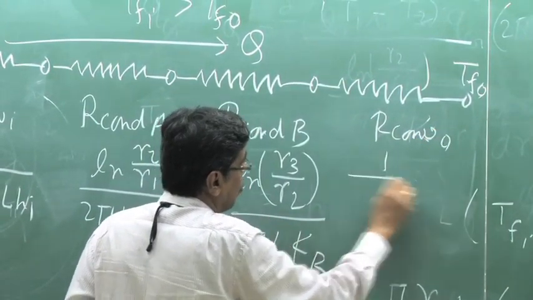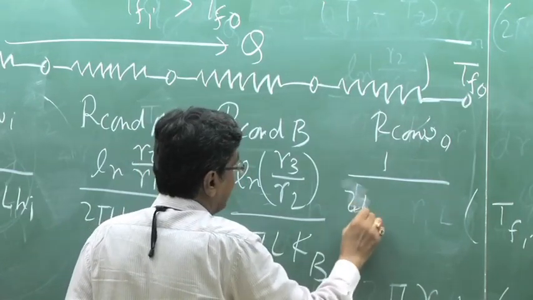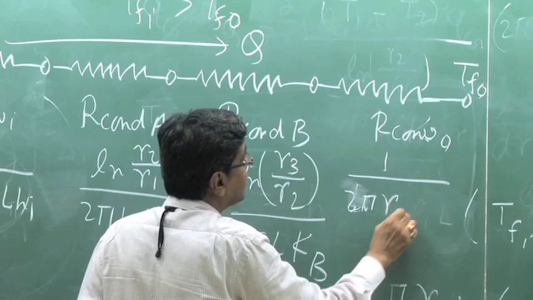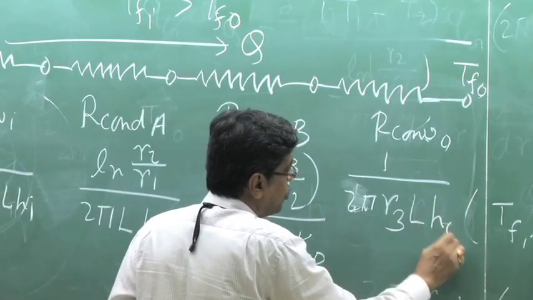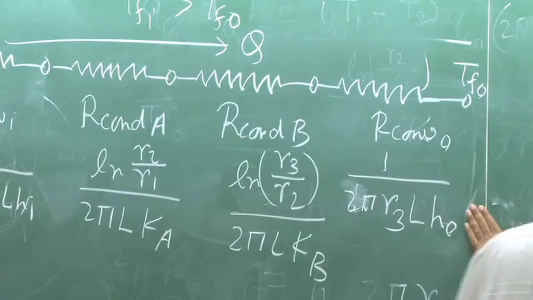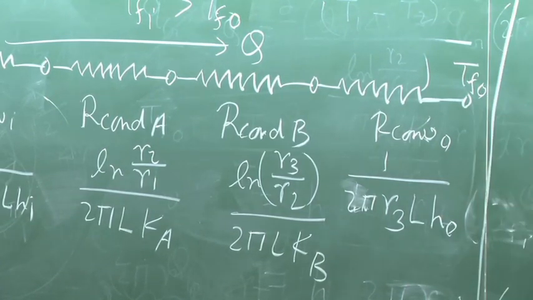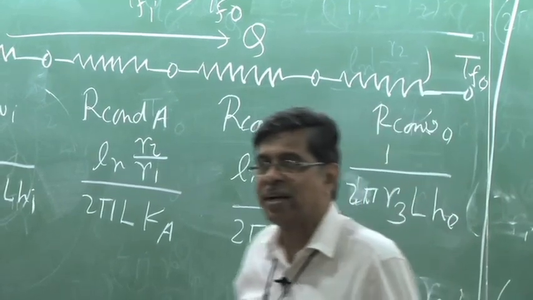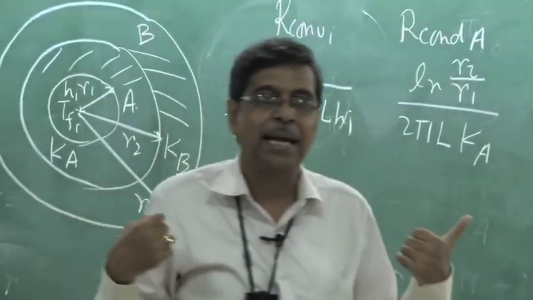outer, that is 1 by twice pi, this I write first, R3, the area L into H_o. So this is so simple. So therefore, this is the thing. That means composite cylindrical wall with convective boundary conditions are tackled like that.